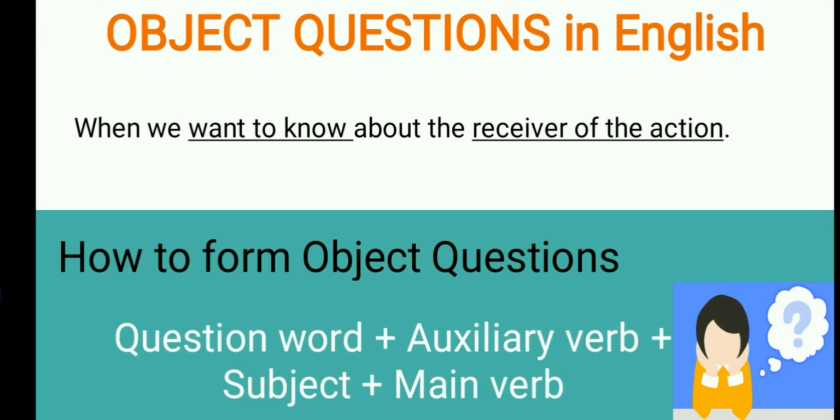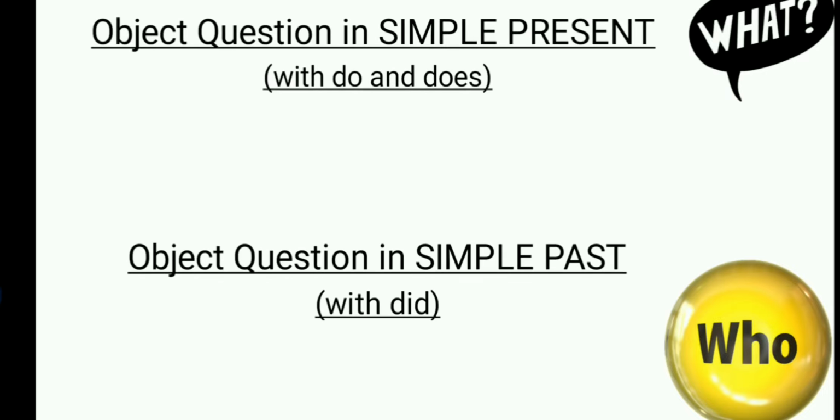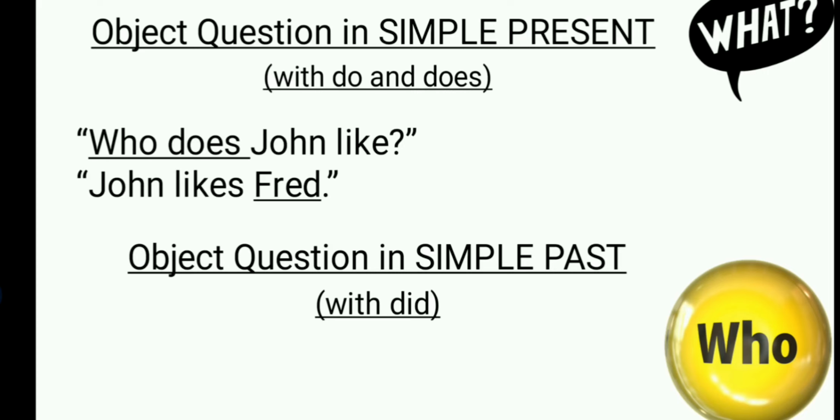So let's look at some examples. Again, we'll discuss them in the simple present and in the simple past. Do note that in simple present, we make use of the auxiliary words do and does, and in the simple past, we make use of the auxiliary verb did. An example for this is who does John like? So you see, who does is your object question word and you get the answer as John likes Fred. So the action of being liked has been performed on Fred. So Fred is the object here.